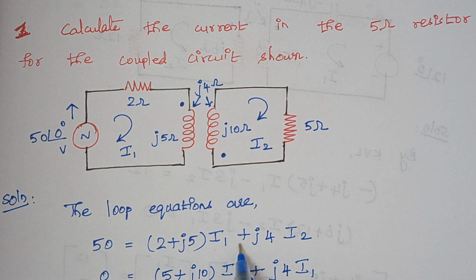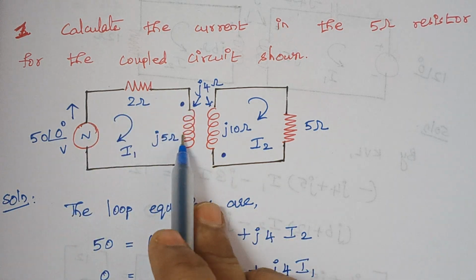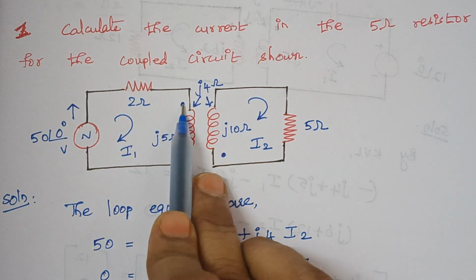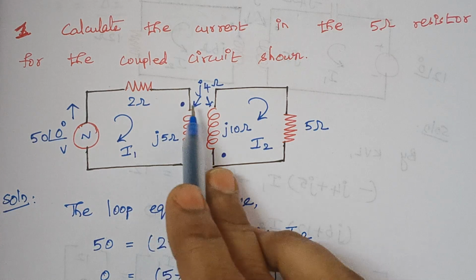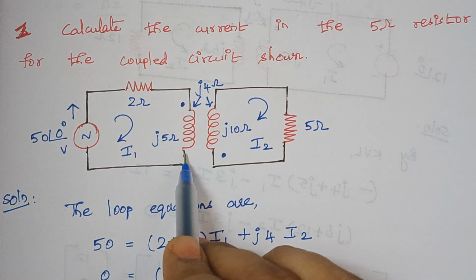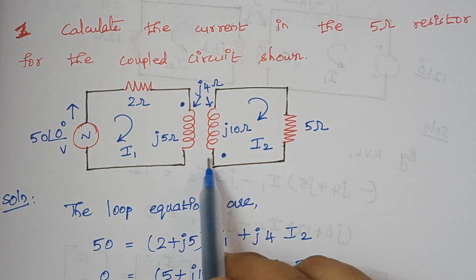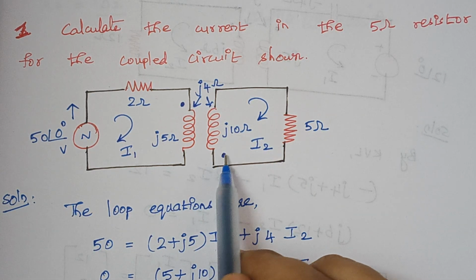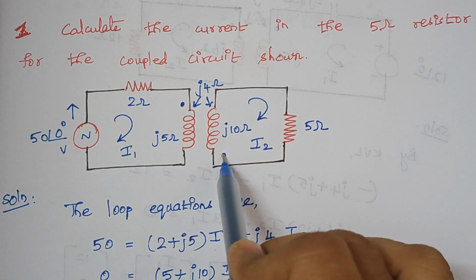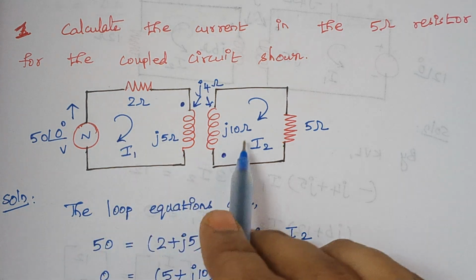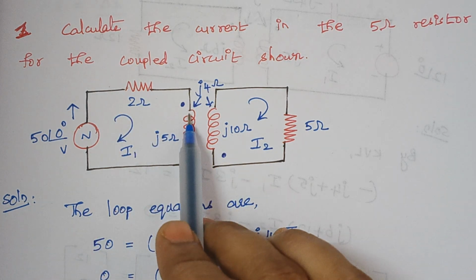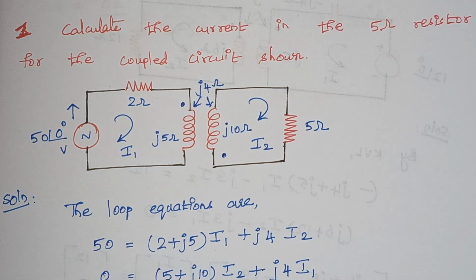Why are we using a plus sign? Because in the first loop, the dot is placed at the point where the current enters this inductor. In the same way, when you look at loop 2, again the current enters the path where there is a dot. So in both the loops, current enters the path where the dot is present. Therefore, the mutual inductance is said to be plus here.